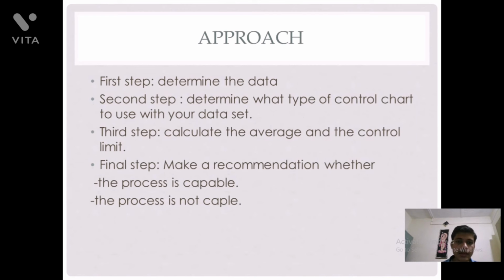Here is the approach to draw control charts. First, we have to determine the data we have taken. Second, we have to determine which control chart to draw, that is, select the type of control chart. Third, we have to calculate the average and the control chart limits, and finally we have to make a recommendation whether the process is capable or not, or whether we should make changes in our production or quality level.